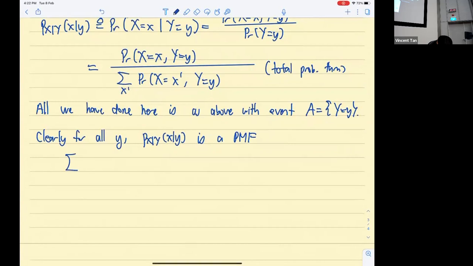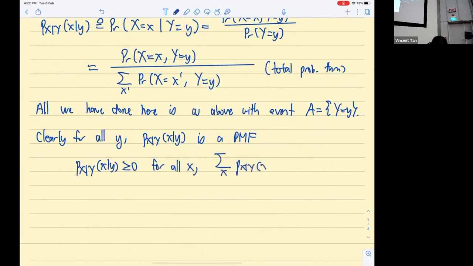It means that your probability mass function ought to be non-negative everywhere, so this must hold for all x. And at the same time, if you sum up over all possible values of x, you get equal to one. As I mentioned, all this is parallel to the case when we talk about conditioning on an event A, except now the event is this very special event A equals to y.